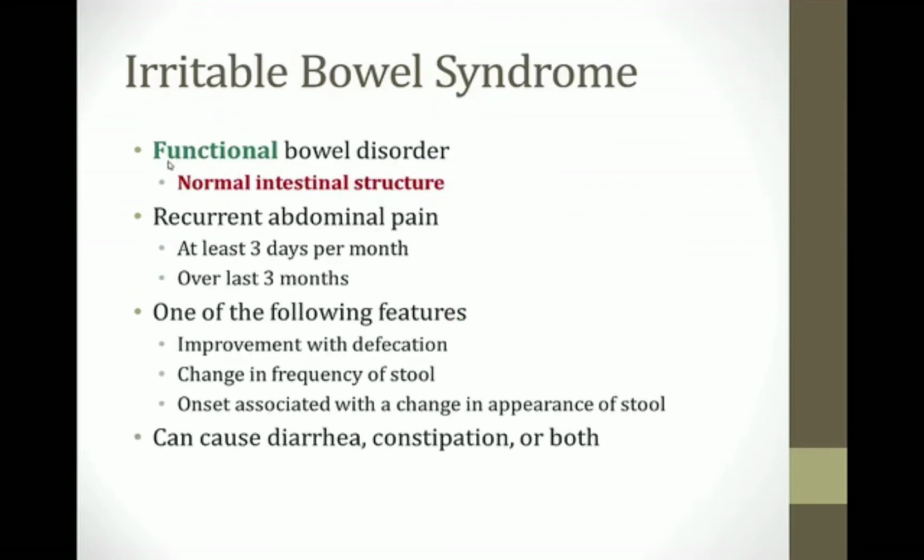Irritable bowel syndrome is a functional bowel disorder, and it's called functional because it's a problem with the function, not the structure of the bowel. The intestines have an entirely normal structure. Biopsy and other imaging procedures done on the intestines will show entirely normal findings. It is purely a problem with the functioning of the bowel.